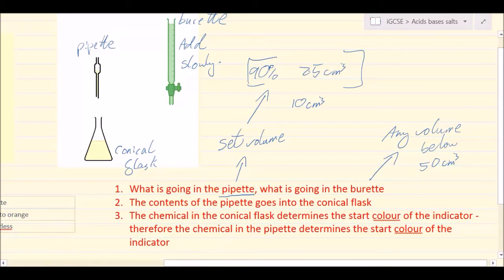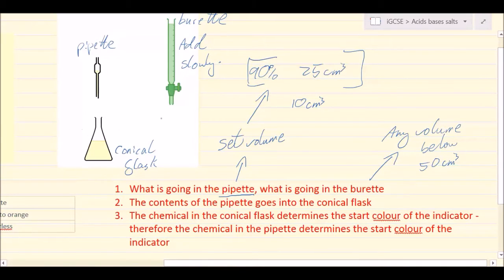So whichever chemical where it says measure 25 centimeters cubed or whether it says measure 10 centimeters cubed, a specific set volume, that is the pipette. Okay, and the pipette looks like this. Now, what goes in the pipette eventually goes into the conical flask. Okay, and that's important because the conical flask is where you first put the indicator. So point 3, the chemical in the conical flask determines the start color of the indicator. Therefore, the chemical in the pipette determines the start color of the indicator, given what goes in the pipette is then going into the conical flask.